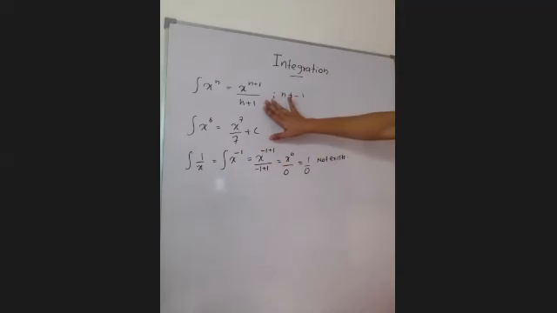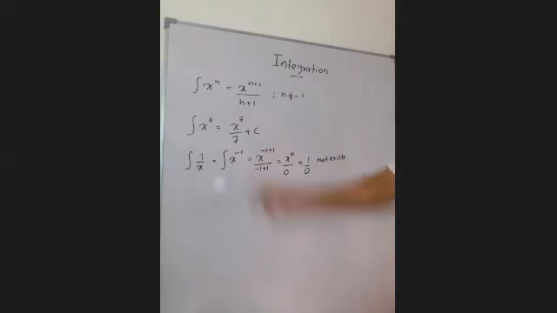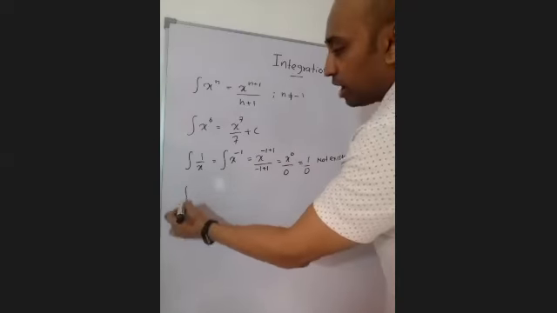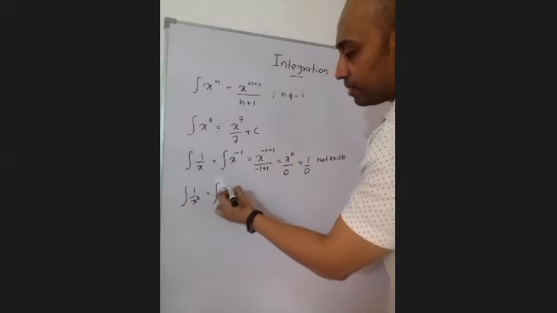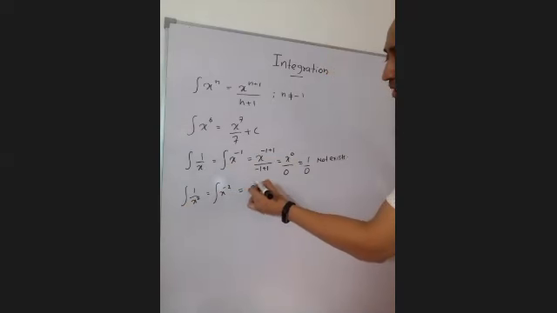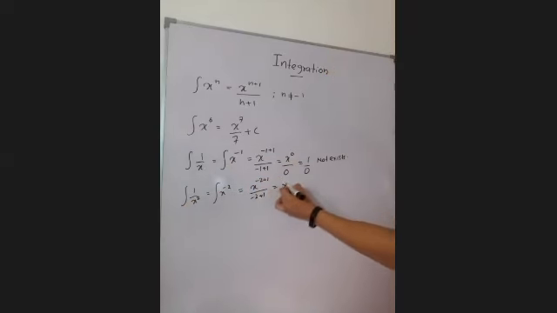Therefore, this formula is not valid for 1 over x, or the integration of x to the power minus 1. Apart from that, any other powers are not a problem, like x to the power minus 2 or half. For x to the power minus 2, you can say x to the power minus 2 plus 1 over minus 2 plus 1, that is x to the power minus 1 over minus 1, that is minus 1 over x. So this is not a problem.